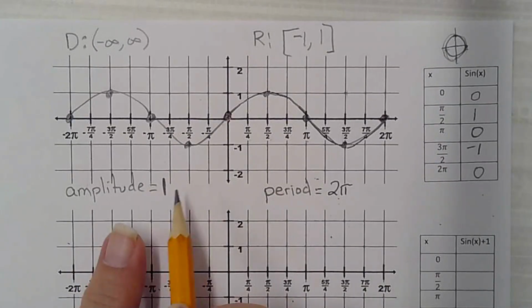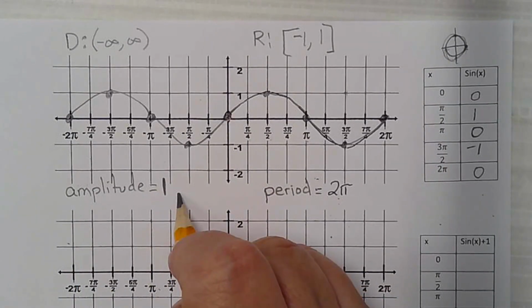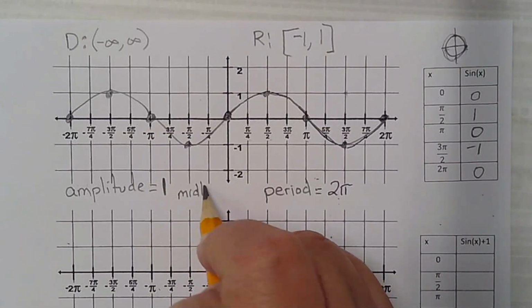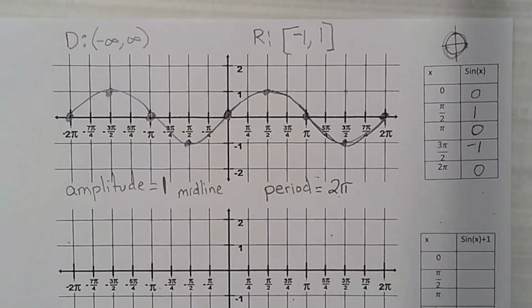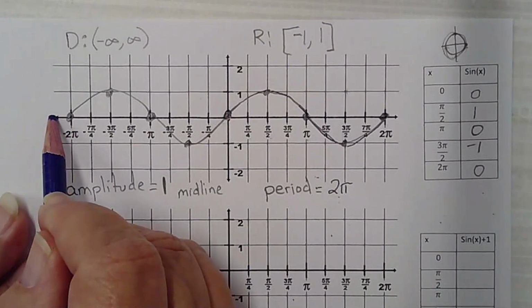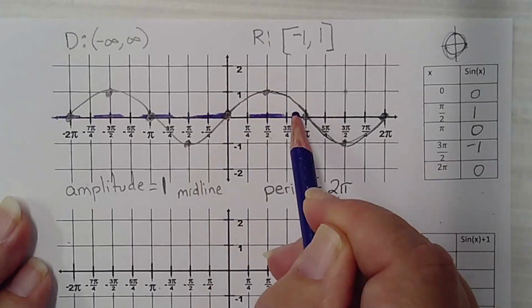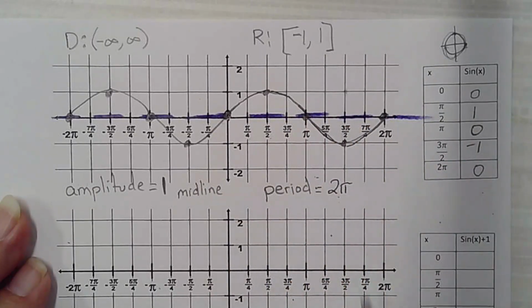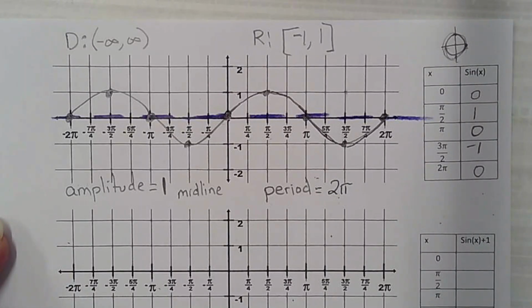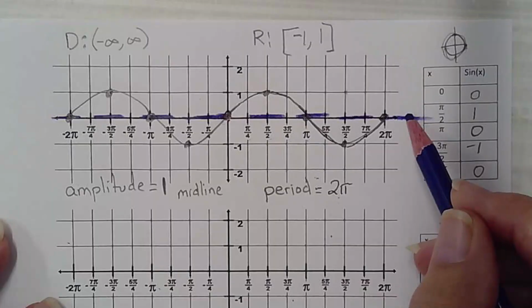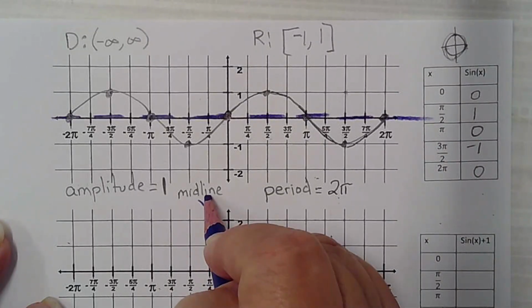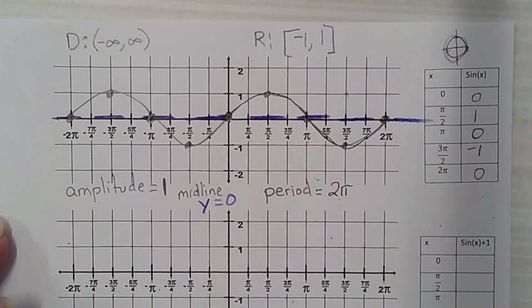All right, the one thing related to the amplitude is our midline. A midline is nice because it means exactly what it says. It's a line that's going to cut through the middle of your graph. So you may want to grab a colored pencil. The midline goes right through there, and it cuts your graph in half. And so this midline is at y equals 0, because it's a horizontal line.